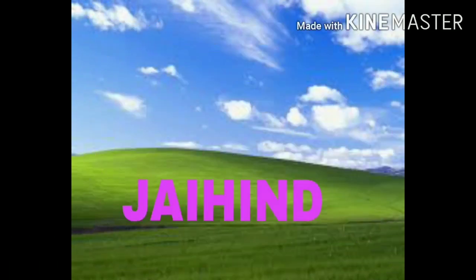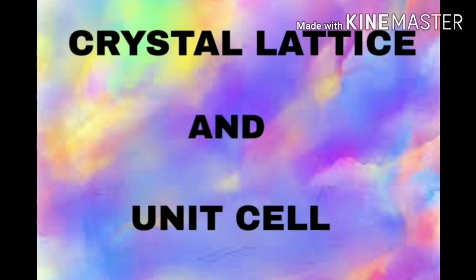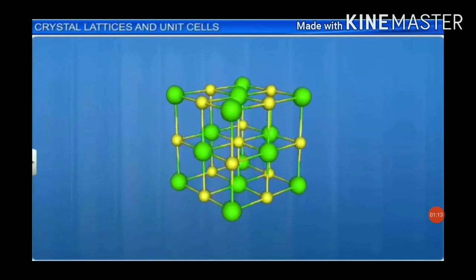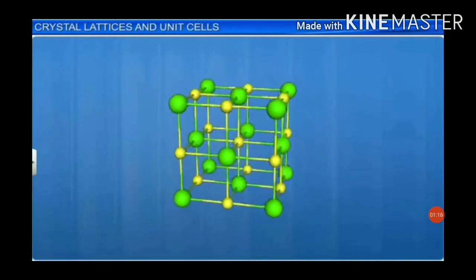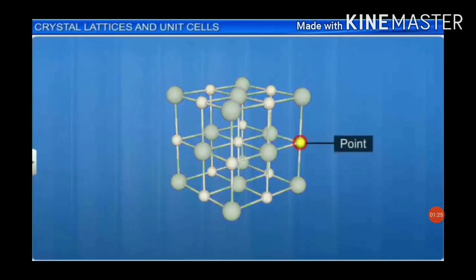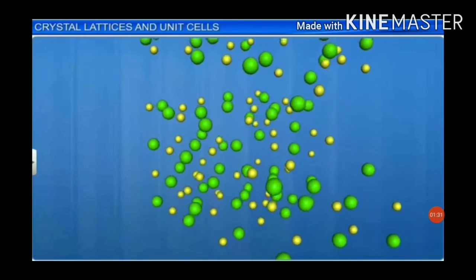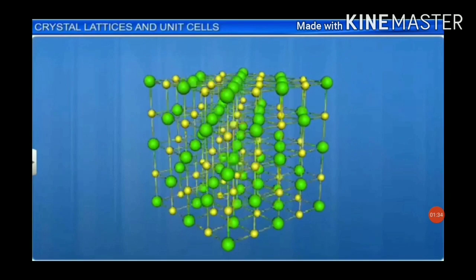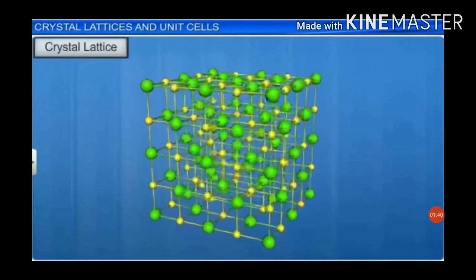Children, today we are going to study a new portion of the chapter, the solid state. Solids are classified into two types, crystalline solids and amorphous solids. The main characteristic of crystalline solids is a regular and repeating pattern of constituent particles. The position of each constituent particle is usually shown by points. Thus, a regular three-dimensional arrangement of points or particles in space is called a crystal lattice.